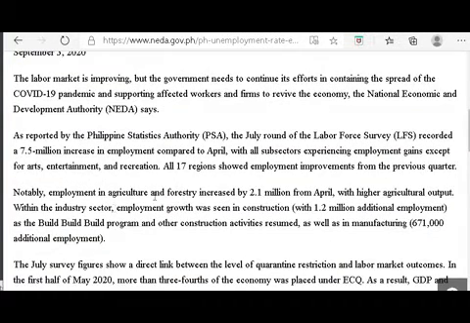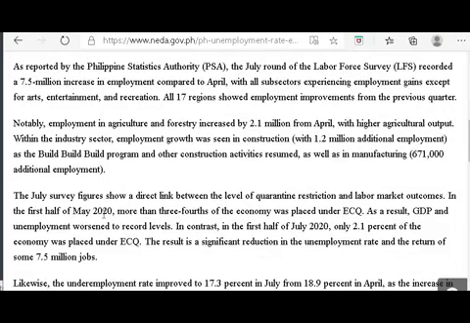Notably, employment in agriculture and forestry increased by 2.1 million from April, with higher agricultural output within the industry. Okay, the July survey figures show a direct link between the level of quarantine restrictions and labor market. In the first half of May 2020, more than 3/4 of the economy was placed under ECQ. As a result, GDP and unemployment worsened to record levels. Okay, first half of May.